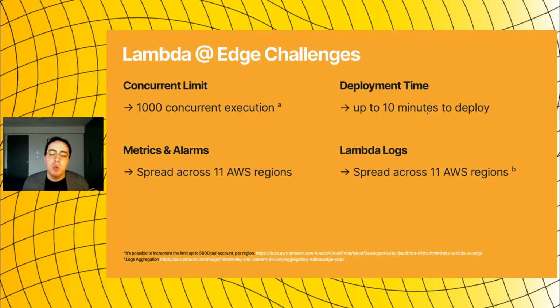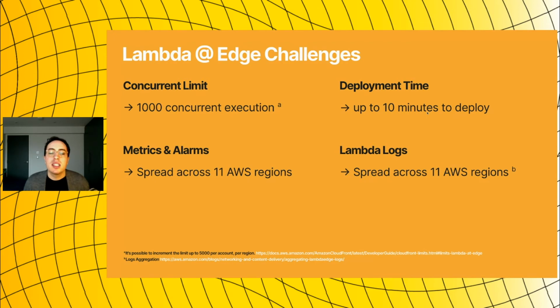So anytime you want to find a specific log from a Lambda, you need to know where the request originated from, and you will find a log in the closest region where those functions did run. So Lambda Edge is convenient. They run much closer to our final users, but the logs are scattered across 11 AWS regions. And that's true also for metrics and alarms.